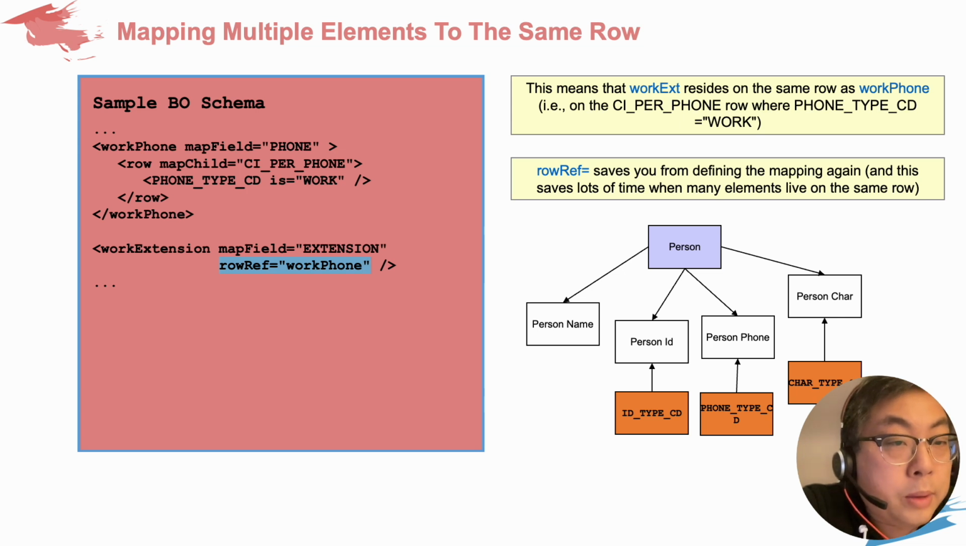And at the same time, we want to say for the records above, for the work phone column, we want to add the work extension on the same record. And in that way, we can use a keyword called row ref to apply to the record above in the same schema. So you don't have to define all these criteria again. You can just do a row ref to refer to the one you have just used.